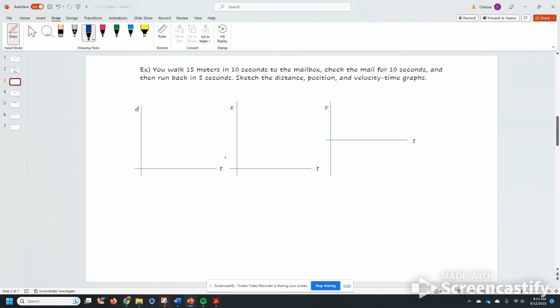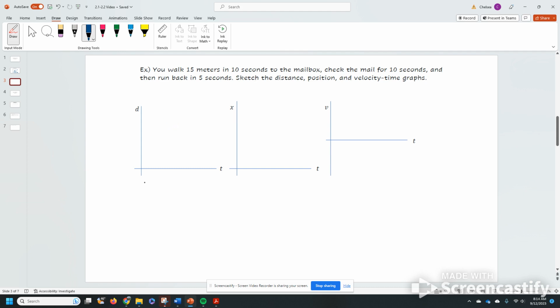So let's do an example. We're going to sketch the distance versus time, position versus time, and velocity versus time for this scenario. So we walk 15 meters in 10 seconds out to the mailbox. We check the mail for 10 seconds, so we're assuming that we're not changing our position here. We're standing still. And then we run back in 5 seconds. Let's sketch the distance, position, and velocity time graphs.